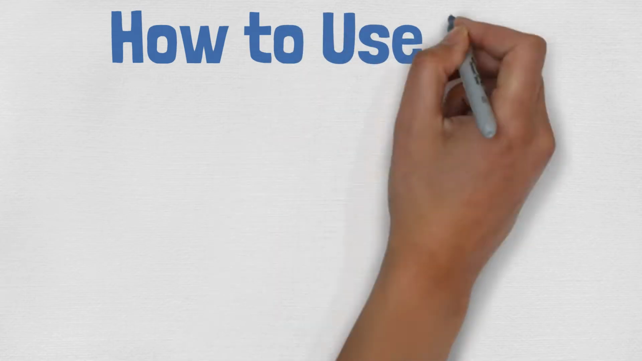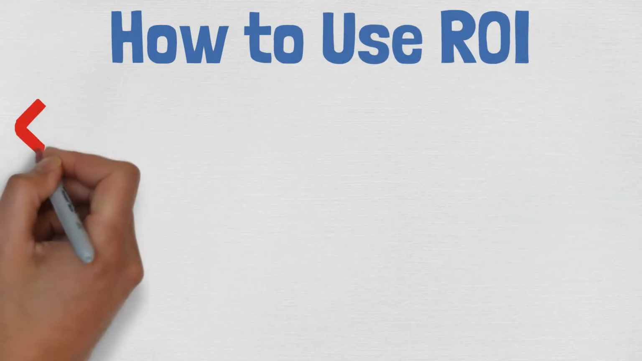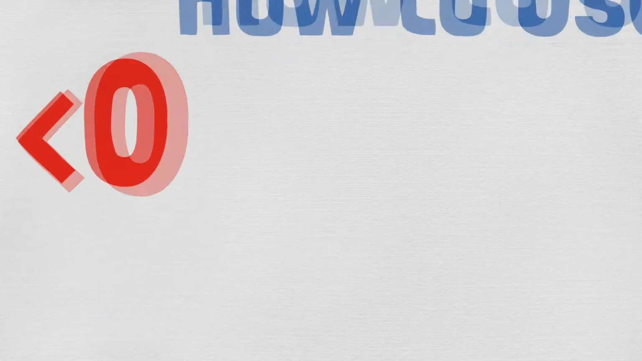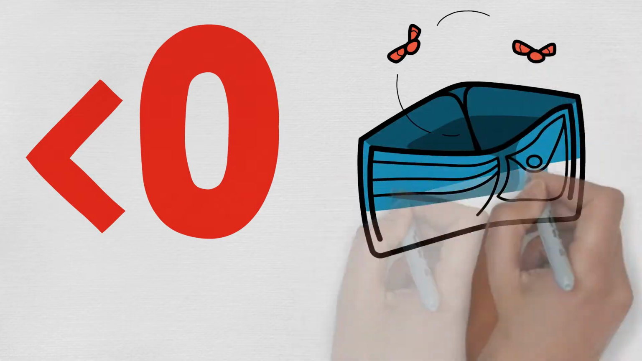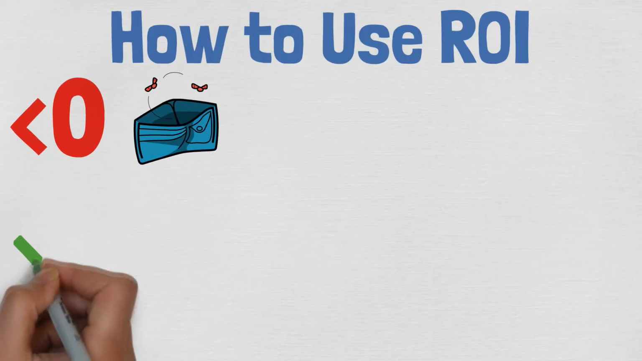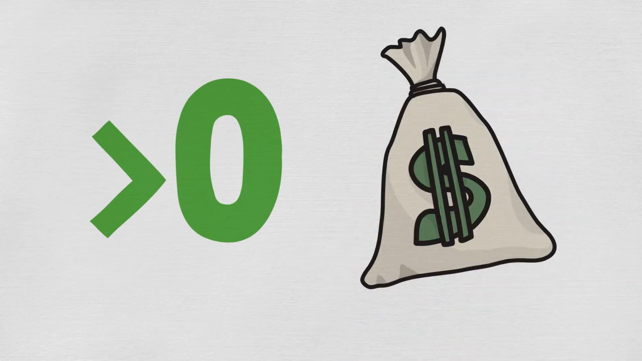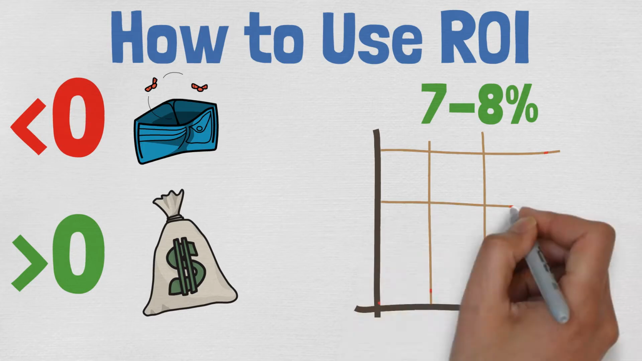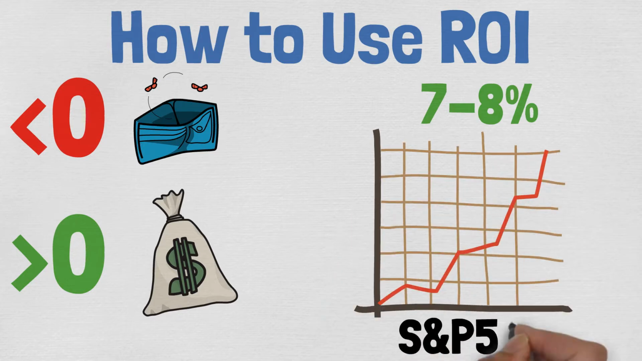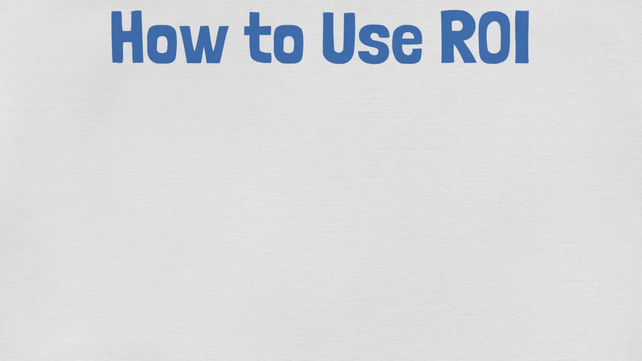So as you can see, you can use ROI to see which investments are better. You can also use ROI to know whether or not you should invest at all. If the return on investment is negative, it means that you are losing money and you shouldn't invest at all. If the return on investment is positive, you are making money. A good return on investment is usually thought to be around 7 to 8%, which is also the average annual return for the S&P 500.